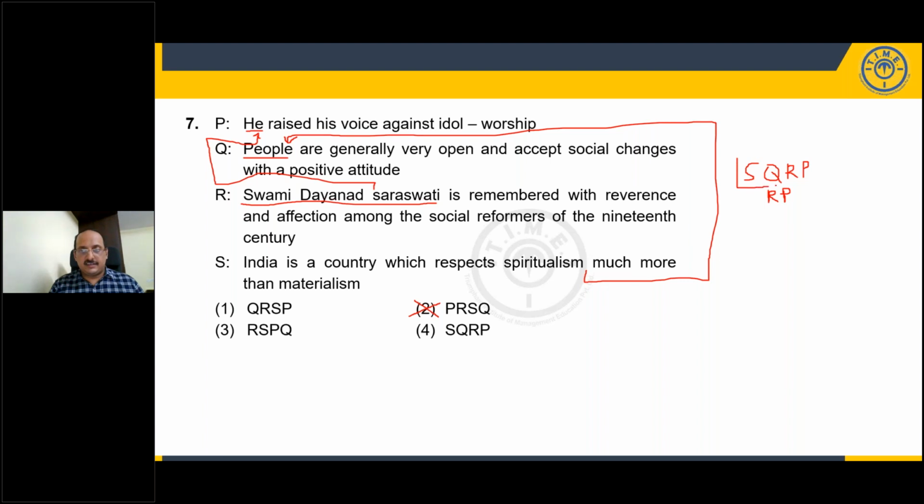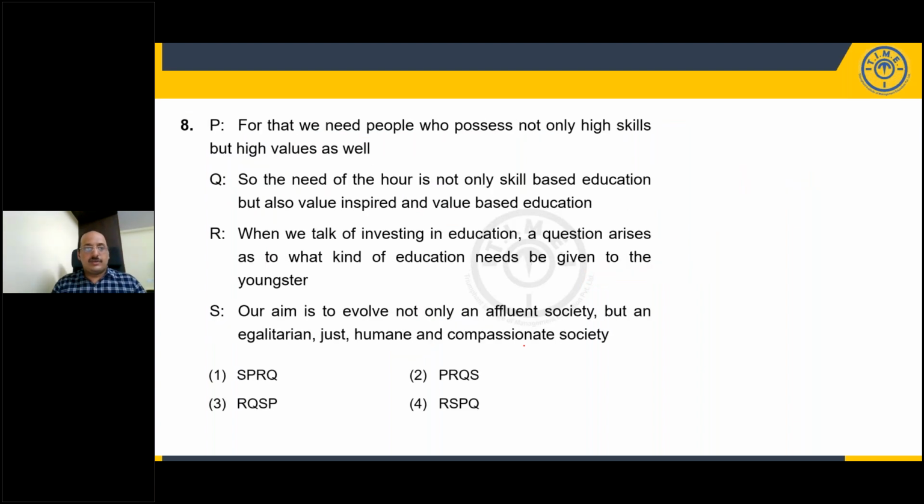So I say that India is a country that has a lot of spiritualism. People are open-minded, willing to accept changes. So Swami Dayanand Saraswati is one of the reformers who is still remembered today, and he raised his voice against idol worship. So do I have an option like this? Yes, option number 4. So 1 gets eliminated, 3 gets eliminated. Of course, if you had identified S as the first line, 4 was the only one that had S in the starting. So my answer very clearly is option number 4. All right, guys, option number 4 is SQRP. Now let's try the 8th one.